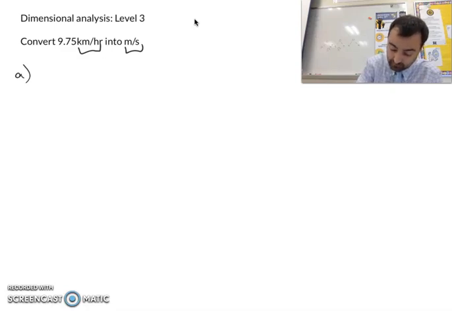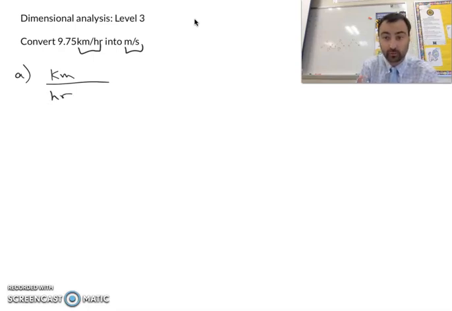So this problem gives you kilometers per hour. That means it's in a fraction. You have a numerator and a denominator. That's what it means when you say per something. It means that it is a ratio of two things. And in this case, we have a distance to a time. So this is the ratio of distance to time.